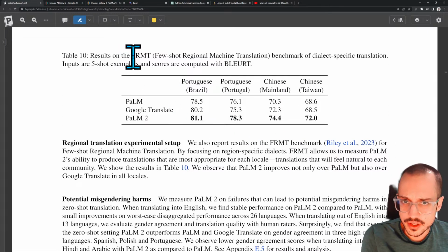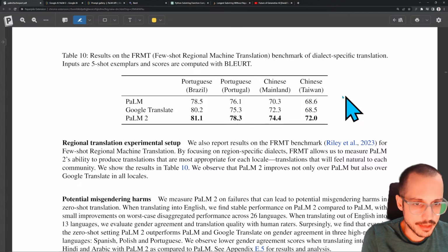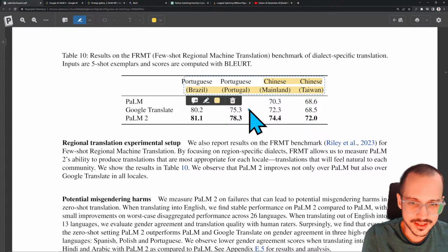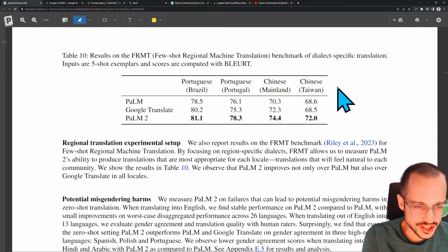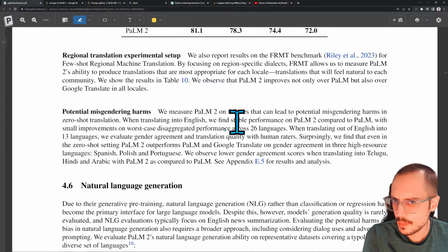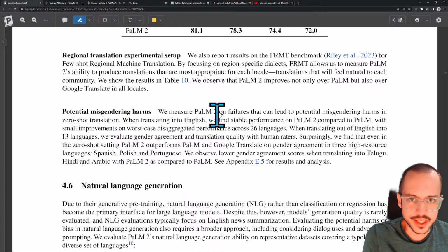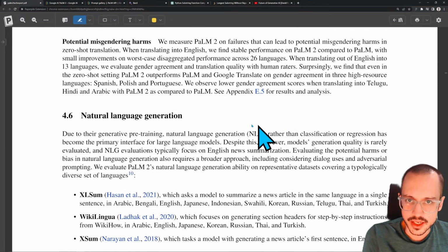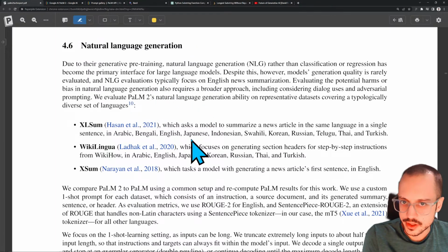Okay. Results on the FRMT, few-shot regional. So again, just talking about, is this kosher? Chinese Taiwan, Chinese mainland? Is this Google bending the knee to good old Xi Jinping here? Do people from Taiwan call it Taiwanese, or do they call it Taiwan Chinese? I don't know. Potentially misgendering harms. Okay. Natural language generation.